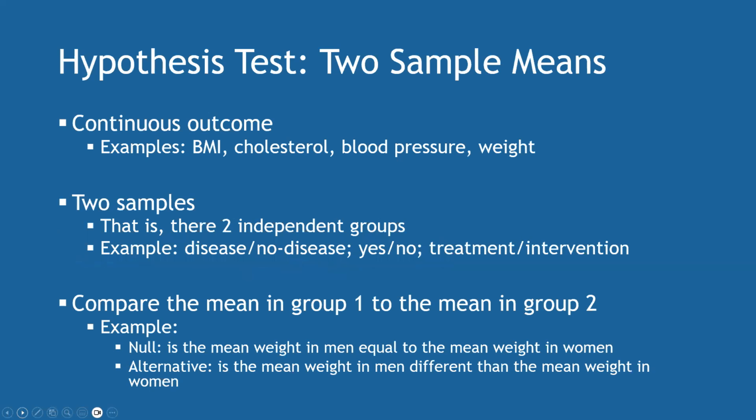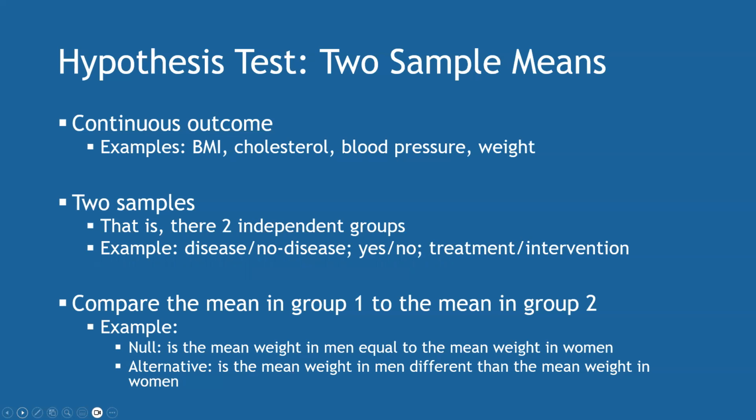Okay, so if we're conducting a hypothesis test for two sample means, then we're interested in a continuous outcome. Remember, some examples of continuous outcomes would be BMI, cholesterol, blood pressure, weight. These are all examples that we've looked at through this course. But what makes this the two sample means is that we're looking at two independent groups. That's two samples.